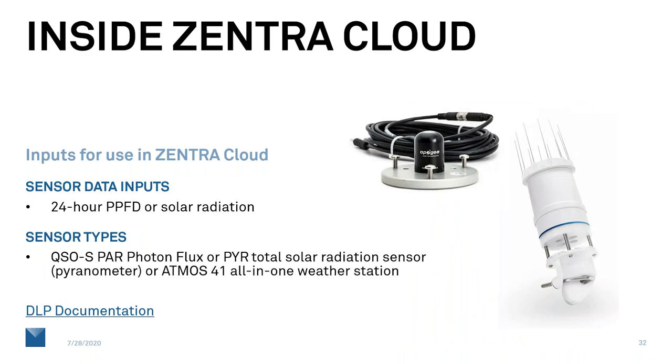To get the daily light photo period in ZENTRA Cloud, your sensor will need to measure solar radiation. Your best option will be the ATMOS 41 weather station, since you can utilize our other great models with this. But you can also utilize the pyrgeometer and pyranometer as standalone sensors to calculate daily light photo period. And these are also offered by METER Group.